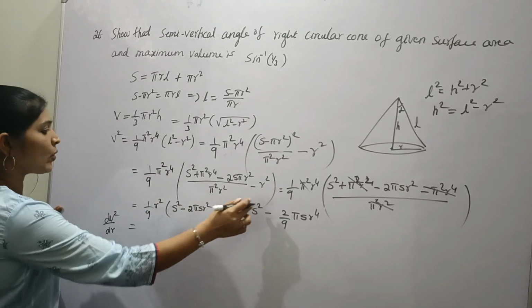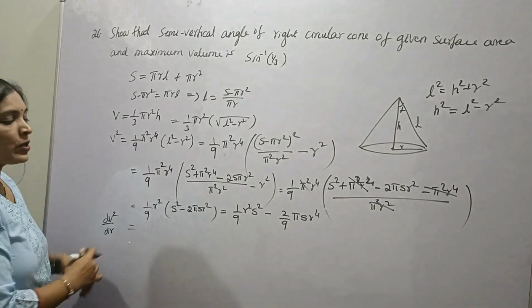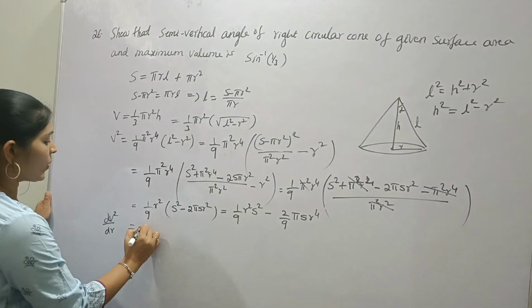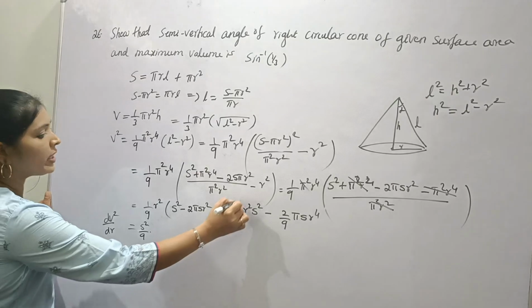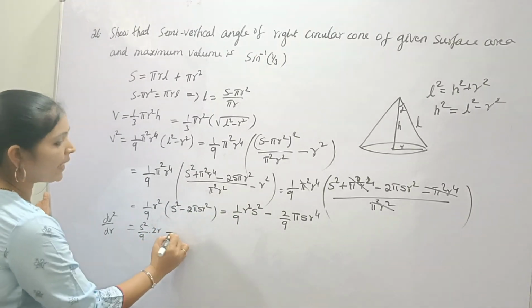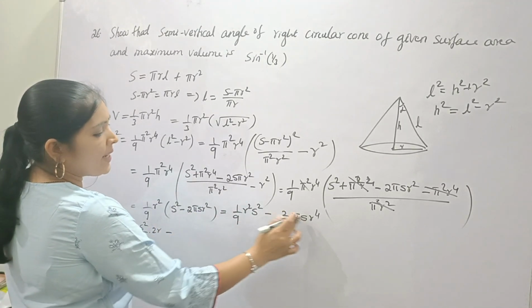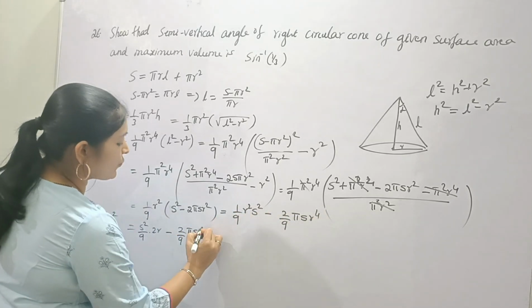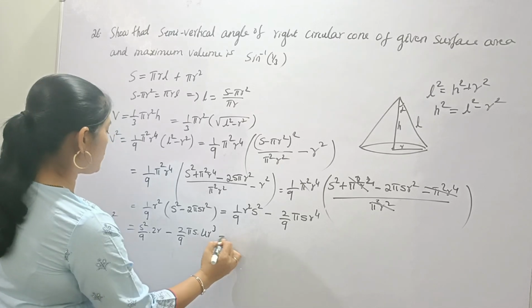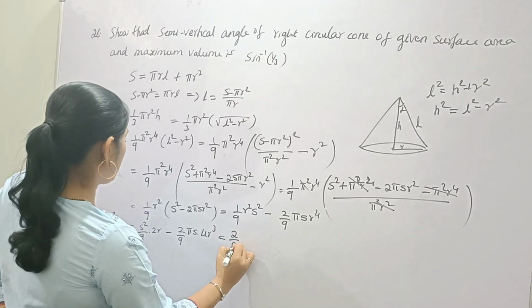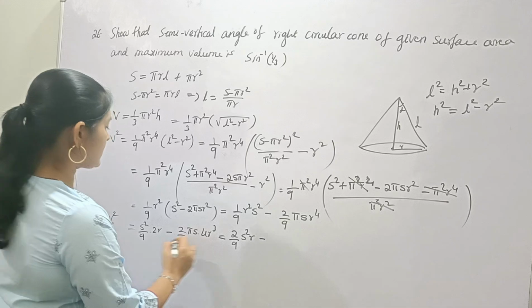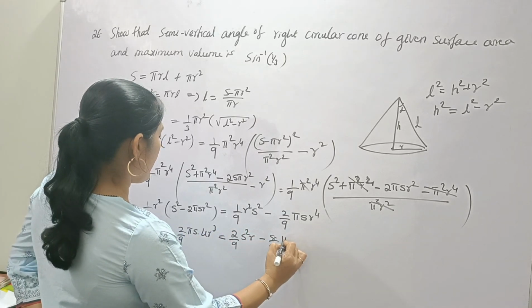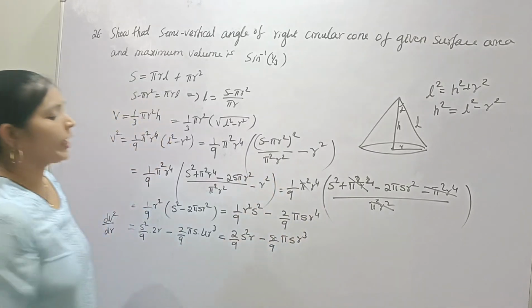So 1 by 9 s square is constant, only the variable is r. So we differentiate it with respect to r. That is 1 by 9 s square into derivative of r square, which is 2r, minus 2 by 9 pi s is constant, derivative of r raised to 4 is 4r cube. That is equal to 2 by 9 s square r minus 8 by 9 pi s r cube.